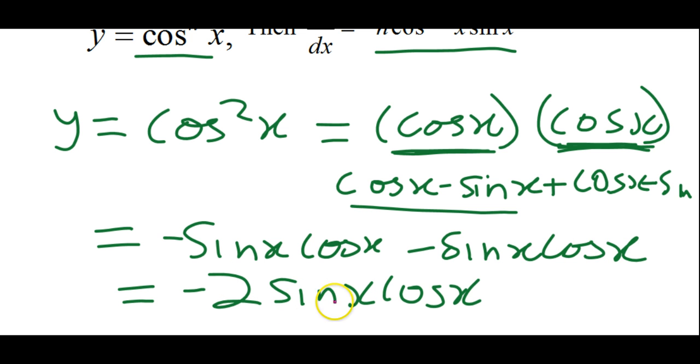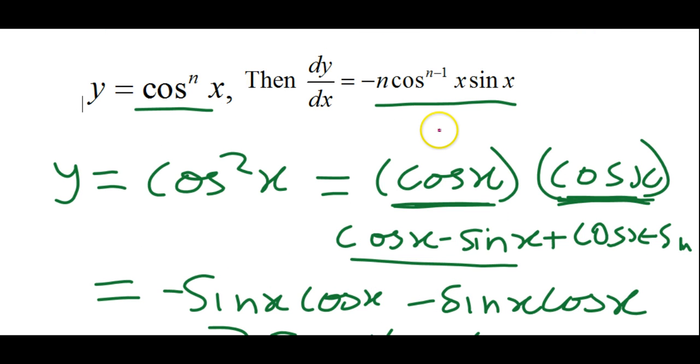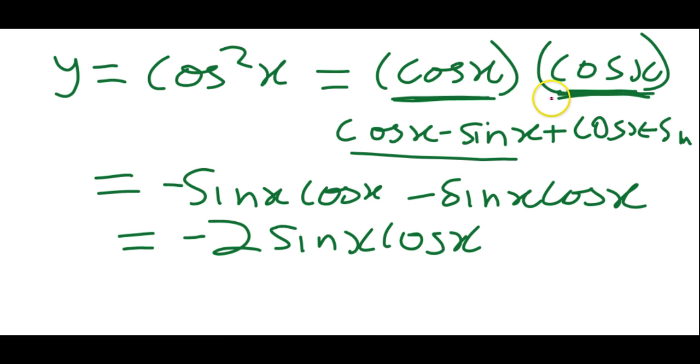And that is what satisfies this theorem that we saw earlier, that the power n will come down as negative n, then cos to the power n minus 1 of x, then the sine x. You can see the same thing here. The power is 2, and so it comes as negative 2 sine x, then cos x. And here it is 2 minus 1, which is the same as 1, so it won't come at all, so that we have this. So that's what it means.